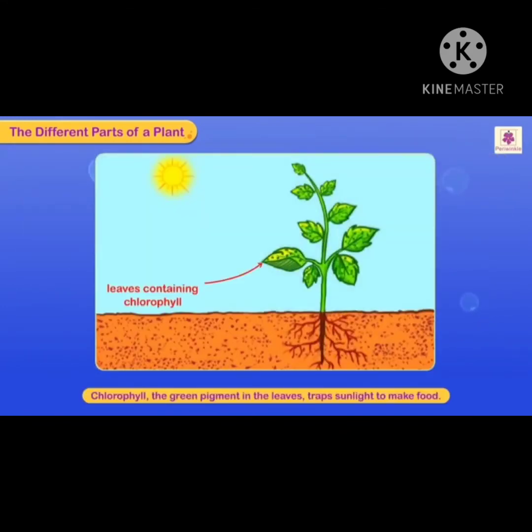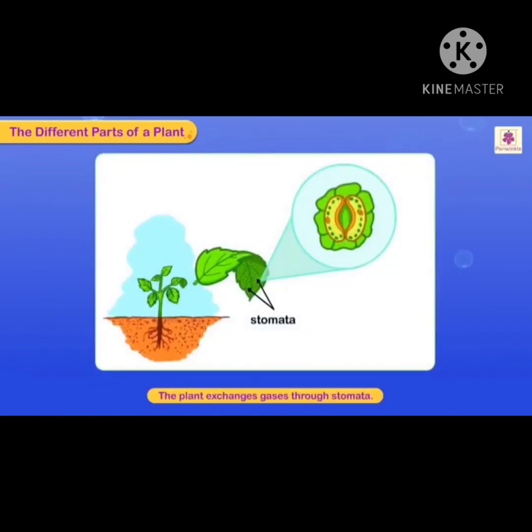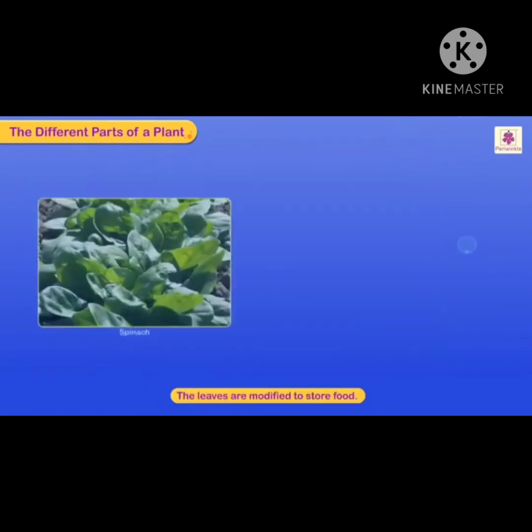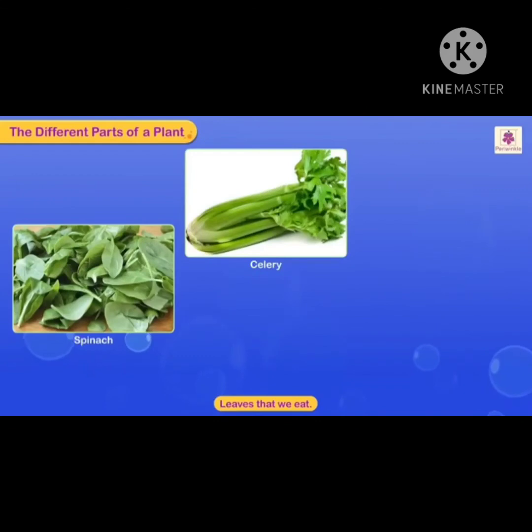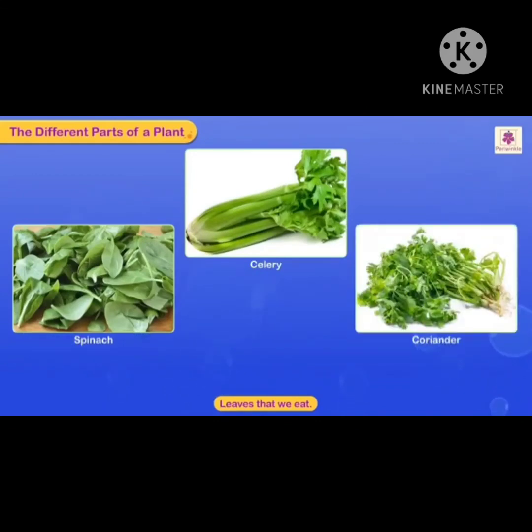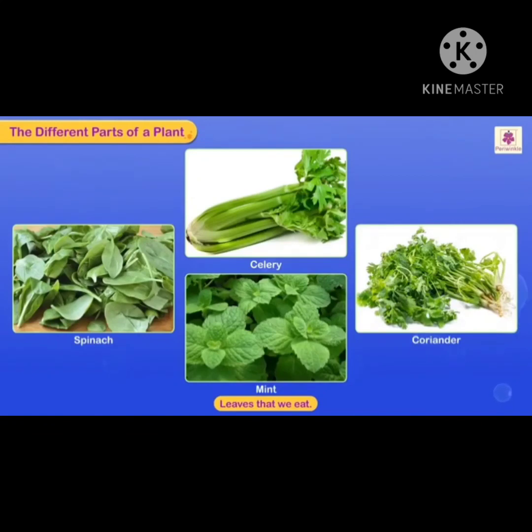The leaves of a plant are its kitchen, as chlorophyll, the green pigment in the leaves, traps sunlight to make food. The plant exchanges gases through the stomata. In some plants, the leaves are modified in order to store food. Spinach, celery, coriander, and mint are some leaves that we eat.